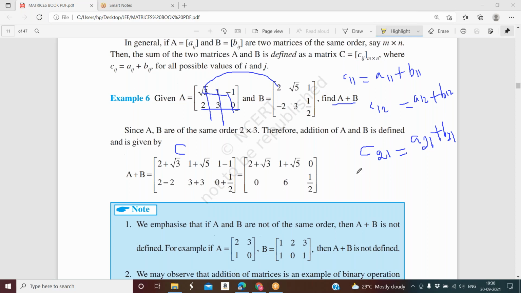For example, if A is a 2 by 2 matrix, with elements 2, 3, 1, 0, and B is another matrix, a 2 by 3 matrix, 2 rows and 3 columns. But A is a 2 by 2 matrix, whereas B is a 2 by 3 matrix. Here the order is not the same. So I cannot add A and B, right?